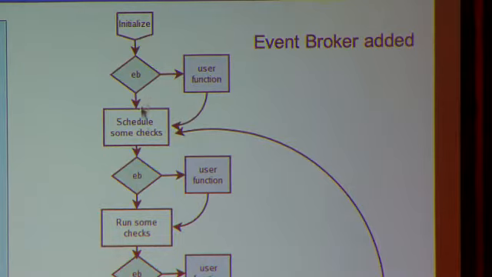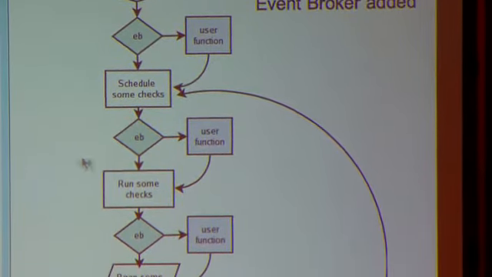And then maybe the user functions will return back to the event broker and Nagios can move on with scheduling those checks. Or maybe the user function will preempt the scheduling of those checks and schedule it itself. And then Nagios pretty much just gives up at that point and goes to the next part of its runtime.